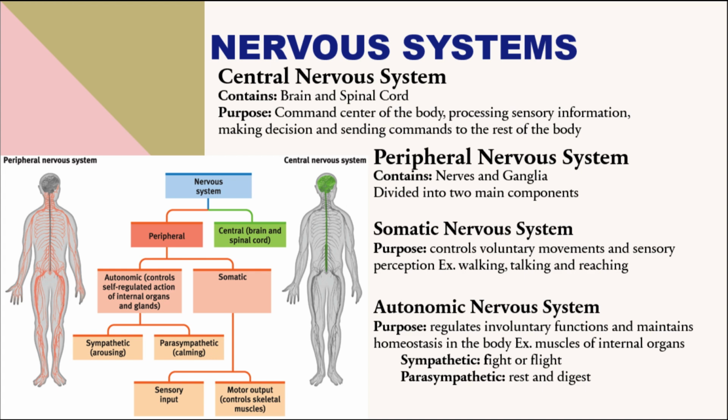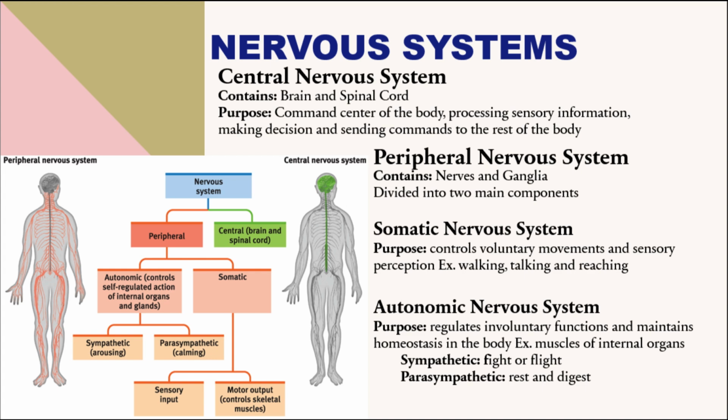The peripheral nervous system includes all the nerves and ganglia, the clusters of nerve cell bodies, that are located outside the central nervous system. It is divided into two main components, the somatic nervous system and the autonomic nervous system. The somatic nervous system controls voluntary movements and sensory perception. It enables conscious control over skeletal muscles, allowing us to perform actions like walking, talking, and reaching.